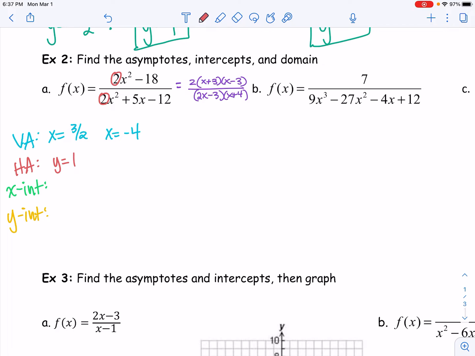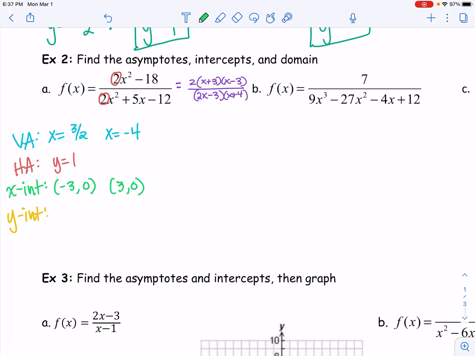My x-intercepts, I find those by setting my numerator equal to 0. And remember, I want to write these as ordered pairs. So an x-intercept is going to be some number, comma 0. So if I set my numerator equal to 0, 2 equals 0 doesn't give me an x-intercept, but x plus 3 equals 0 means I have an x-intercept at negative 3, comma 0. And then I also have one at 3, comma 0.